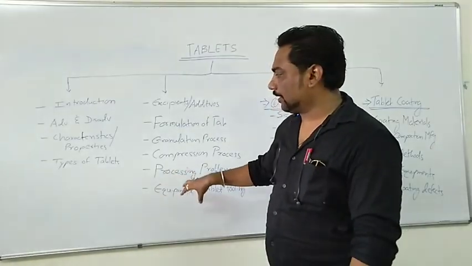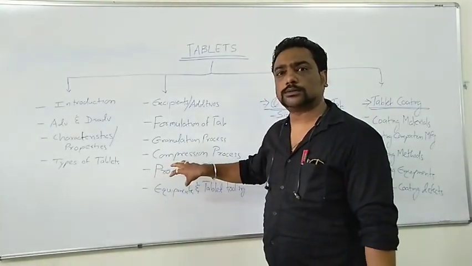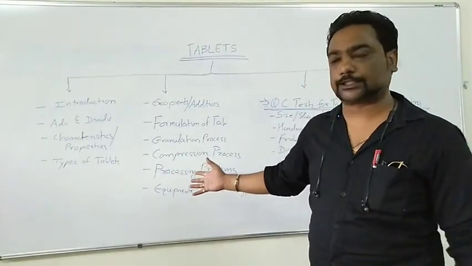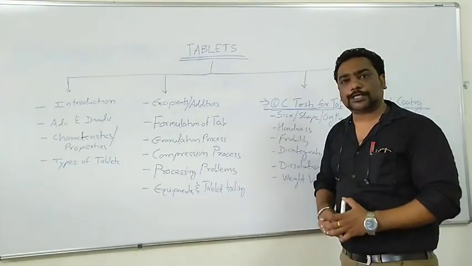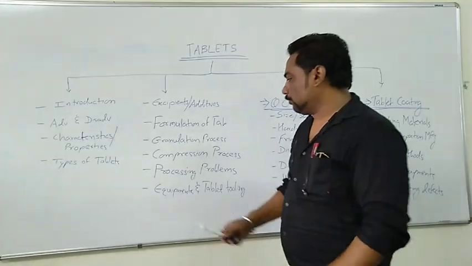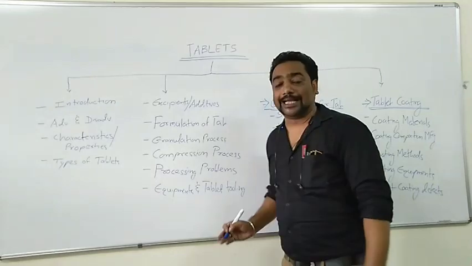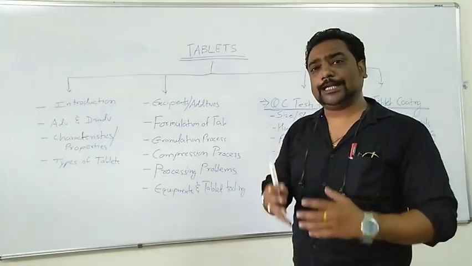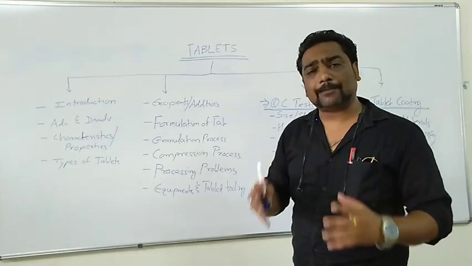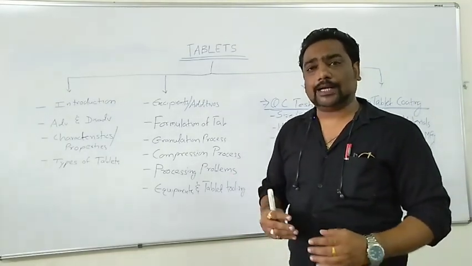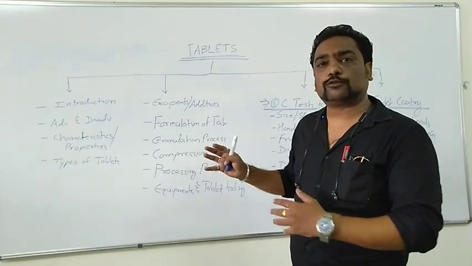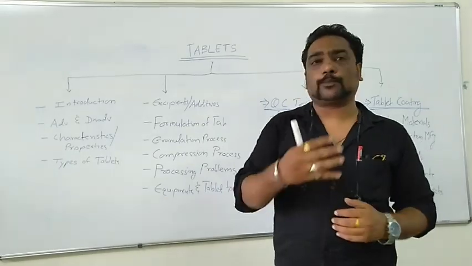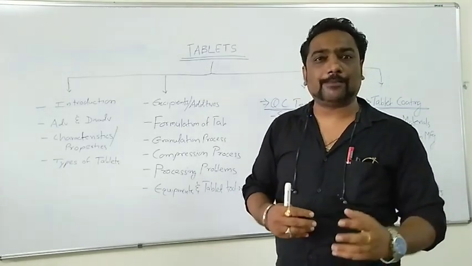Most of the time you can observe questions in competitive exams like GPAT on processing problems of tablets. So from that point of view, it is also important. Then we move towards equipments and tablet tooling. For manufacturing of tablets by the compression process, we need to have a tablet compression press, and we'll see which are the different parts of those machines, how they work, what is the actual process involved in the compaction of a tablet, that we'll discuss.